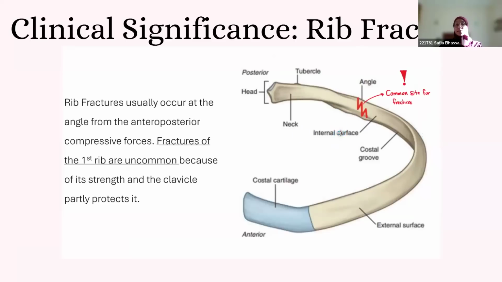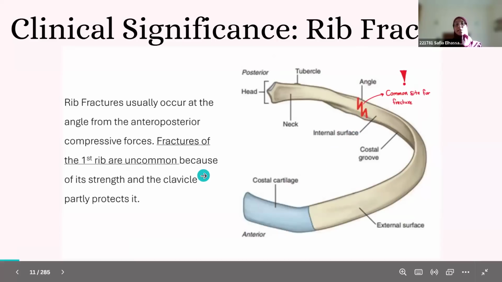Now this is if we're talking about typical ribs. When it comes to atypical ribs like rib number 1, the fractures of it are very uncommon because you guys saw the structure of it. It tends to be a lot stronger than typical ribs, and also the clavicle protects it.